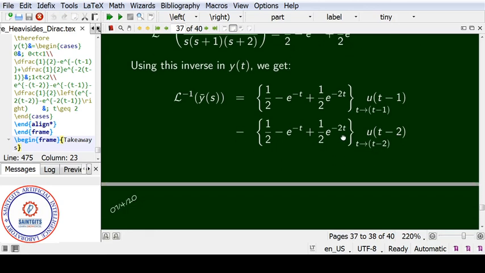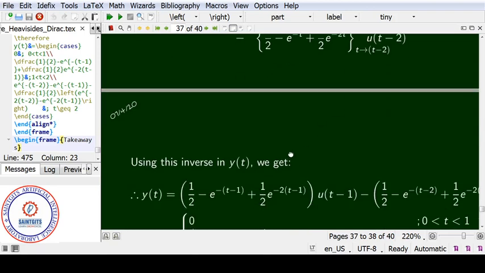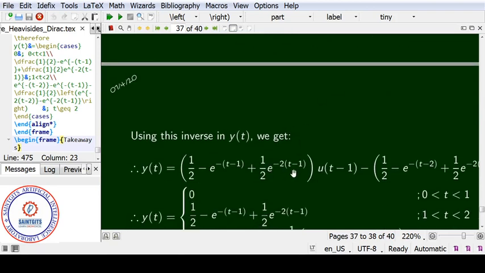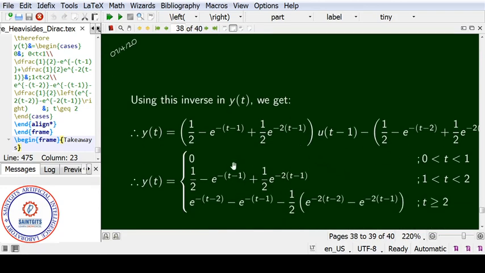That is next step. Using this inverses in y of t, instead of t I put t minus 1 here. Instead of t I put t minus 2 here. Then I split this function into 3 definitions, because u of t minus 1 and u of t minus 2 are here. This u of t minus 1 is depending on the value of t. It gives 1 when t is greater than 1 and 0 when t less than 1.